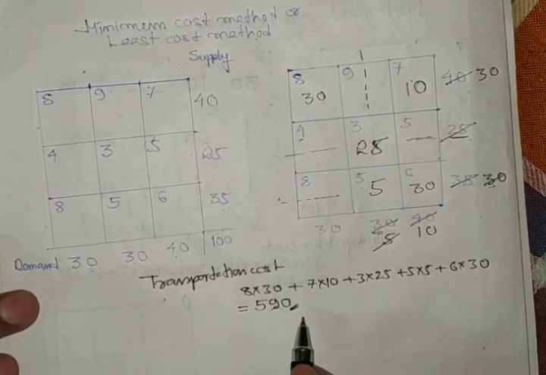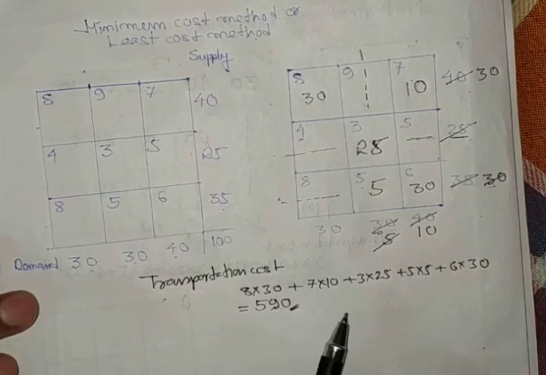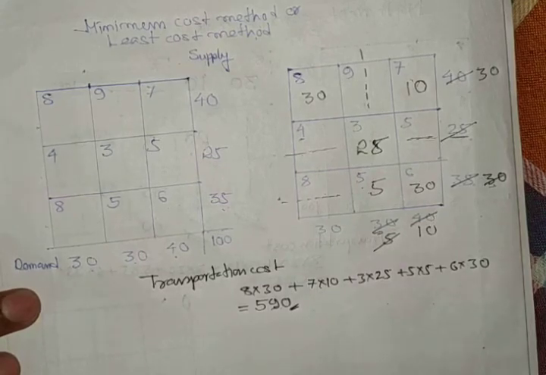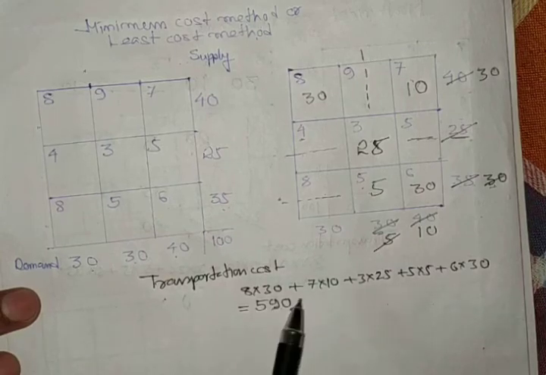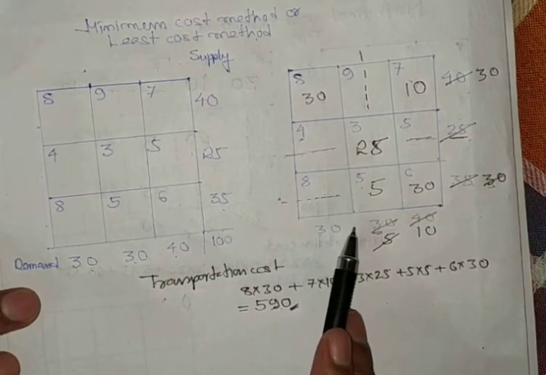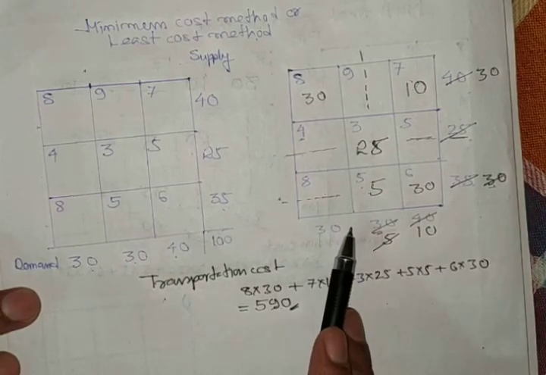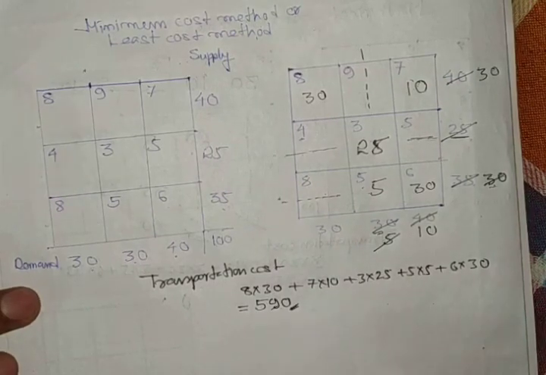Now after finding out these two solutions, there is another method by using which we can check whether this transportation table is optimum or not. We will do it later on.